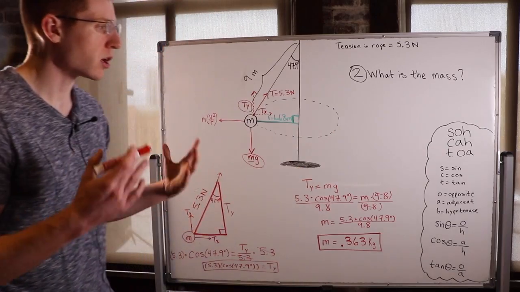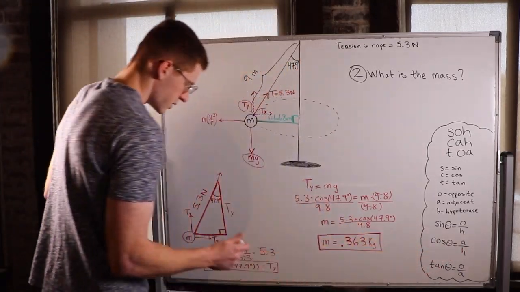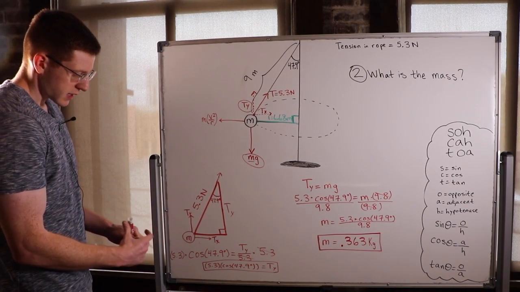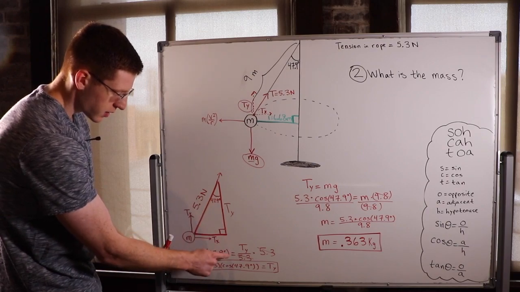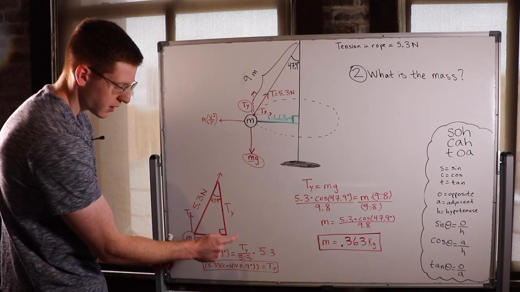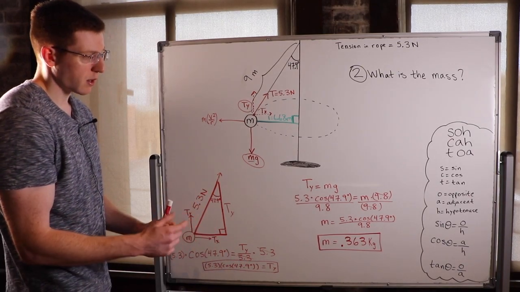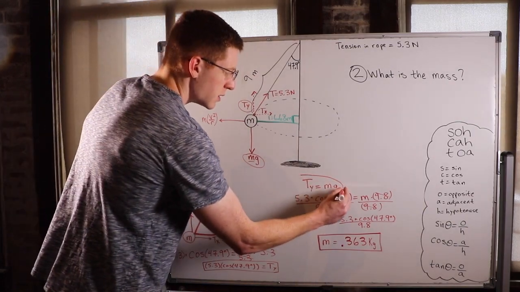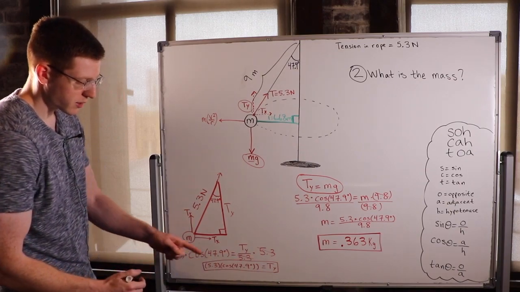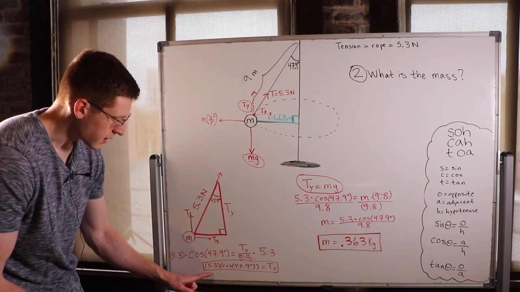So whenever you have the adjacent side and the hypotenuse, we know we're dealing with a cosine function. And we know cosine of some angle is equal to the adjacent side over the hypotenuse. So that's what I did. I said cosine of this angle is equal to adjacent ty, tension in the y component, over the hypotenuse, 5.3. And then I wanted ty by itself, right? Because ultimately I want to set ty equal to mg. So I multiplied both sides by 5.3 to cancel this out. And I got ty is equal to this right here.